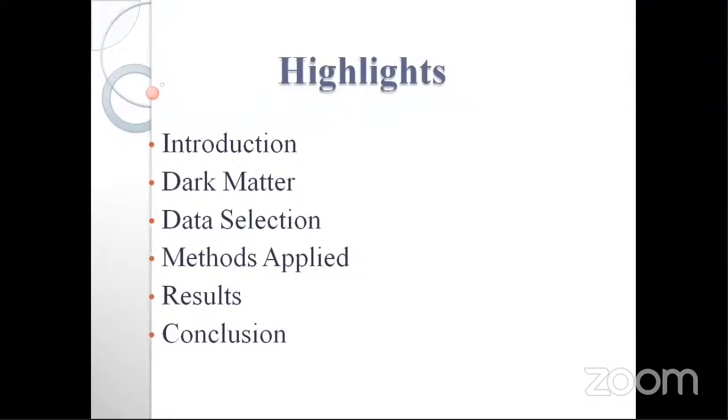Now I will go through the highlights. I will start with a brief description of the concepts involved in this project, then discuss briefly the data selection processes used, then go ahead with the methods applied, and then discuss the results.